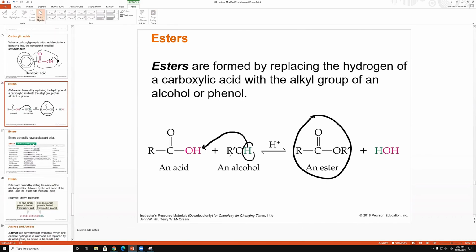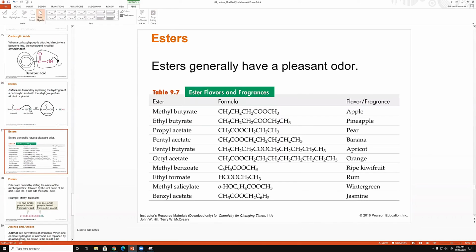So they're all interrelated. And esters generally have a pleasant odor. A lot of the odors that we smell are esters. Some of them are aromatic, such as these bottom ones, but some of these aren't aromatic, and they still have a nice flavor and odor. Apple, pineapple, pear, a lot of these fruit flavors have to do with esters. So that's pretty cool.